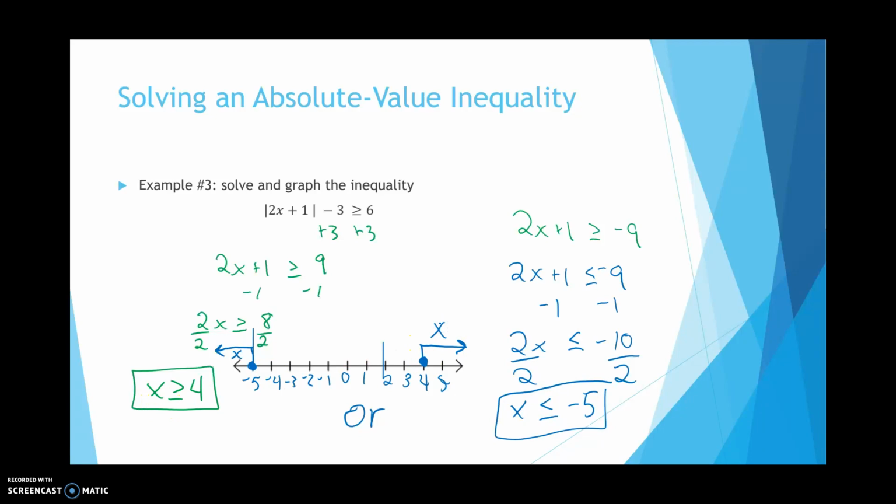So here I've solved this absolute value inequality situation, and I've graphed it. Remember, when you are solving in the terms of negative, you have to flip the sign to make it a true situation. And that is it for these notes.